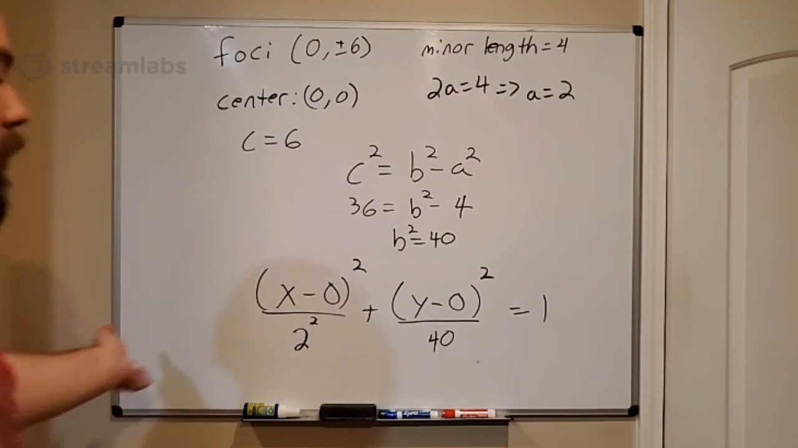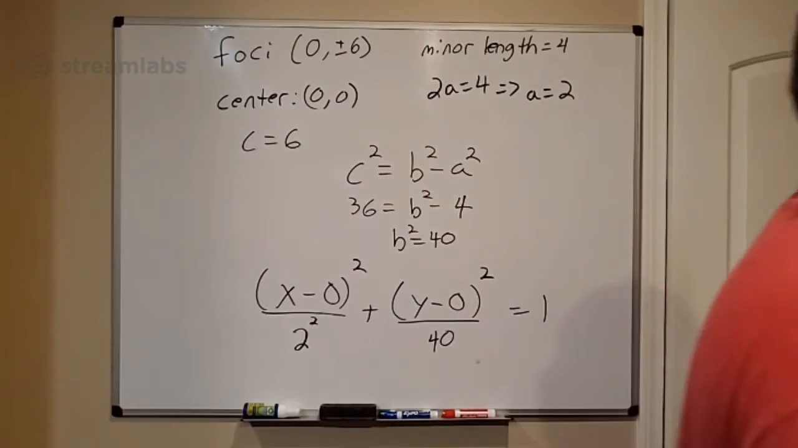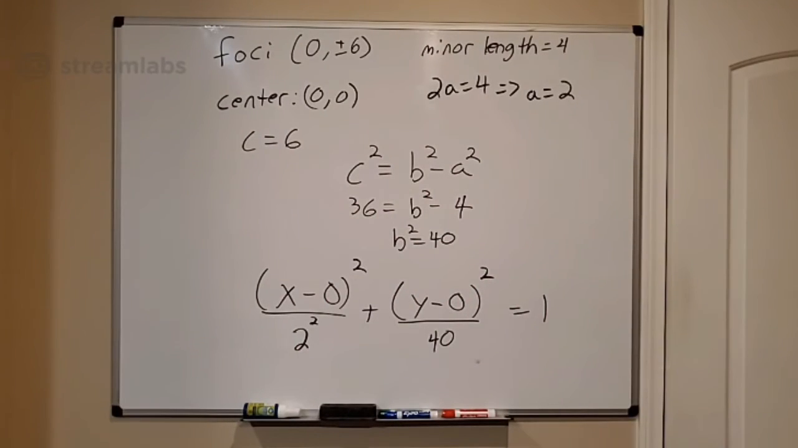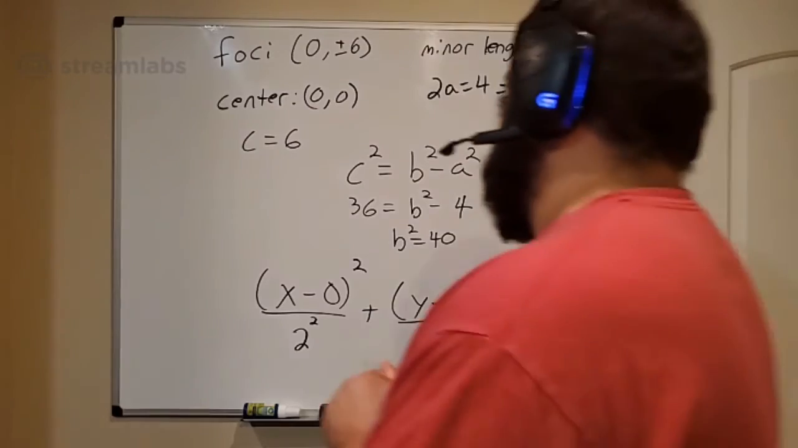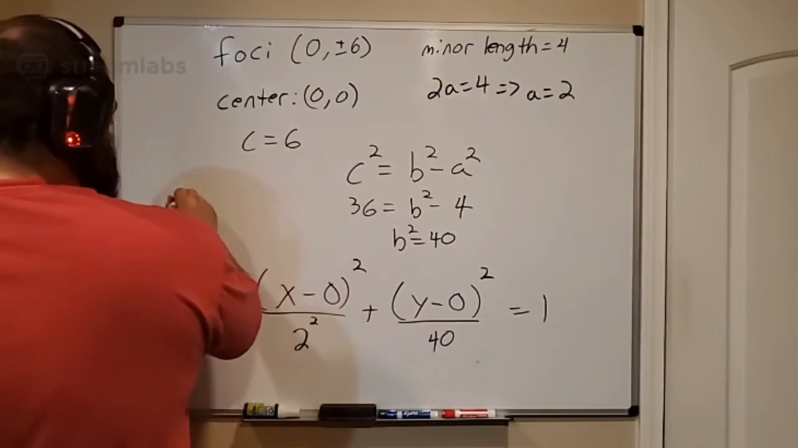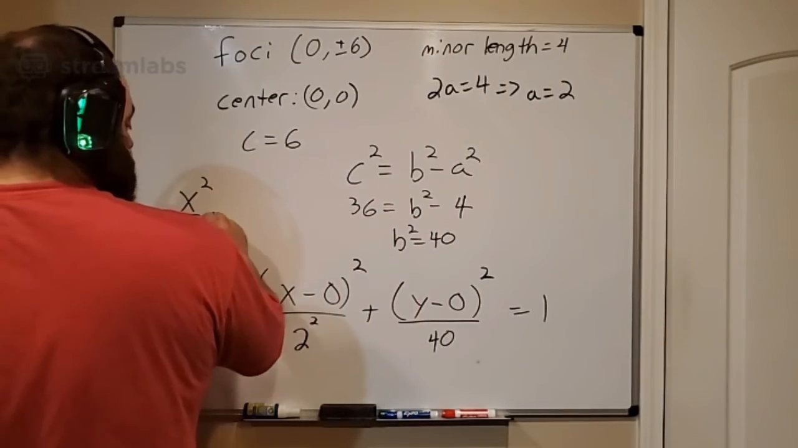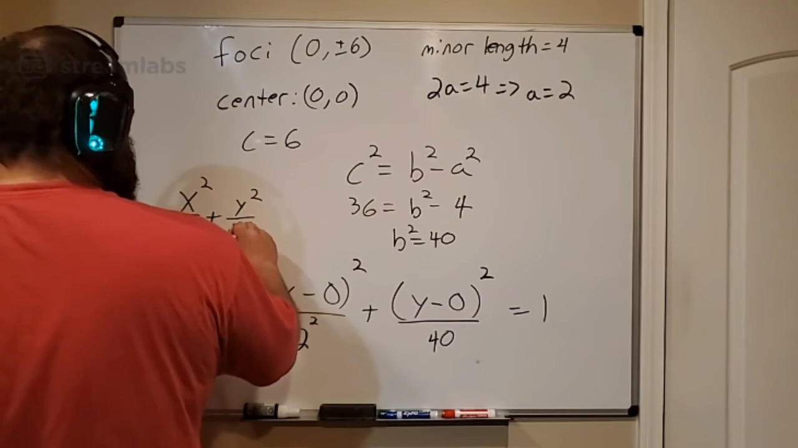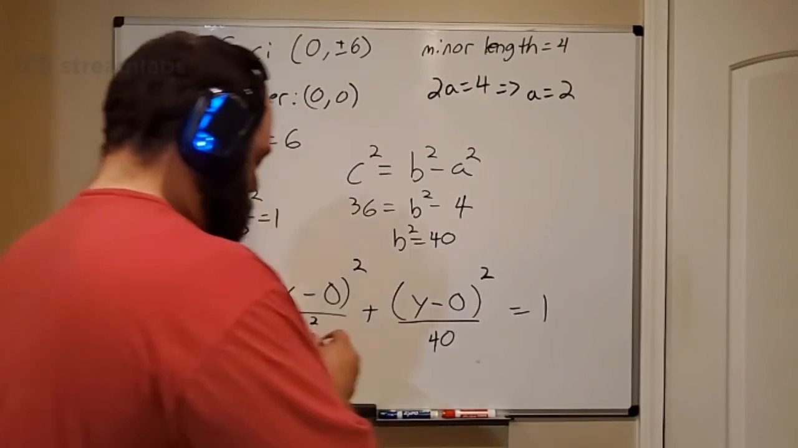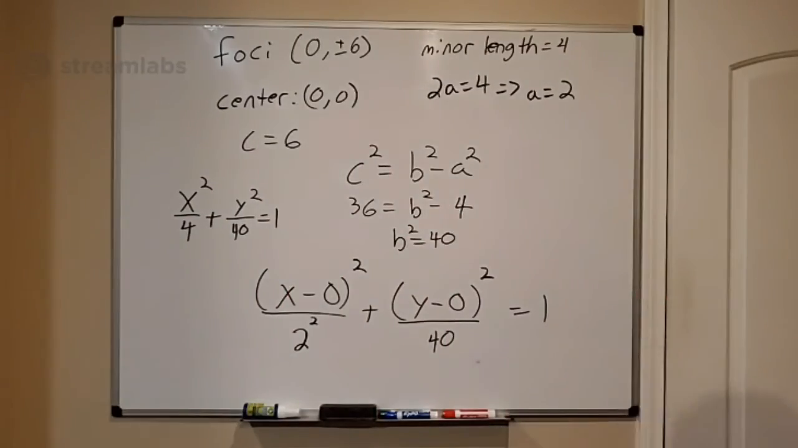You can obviously change it and make it a little prettier if you wanted to, so it would just be x squared over 4 plus y squared over 40 equals 1. And that's the answer you would see in the book. So they're not going to write x minus 0 or y minus 0. That's redundant.